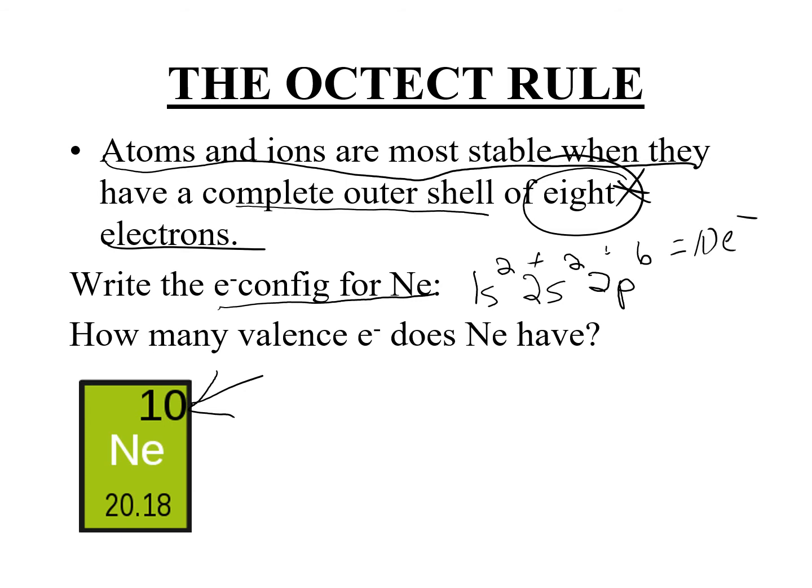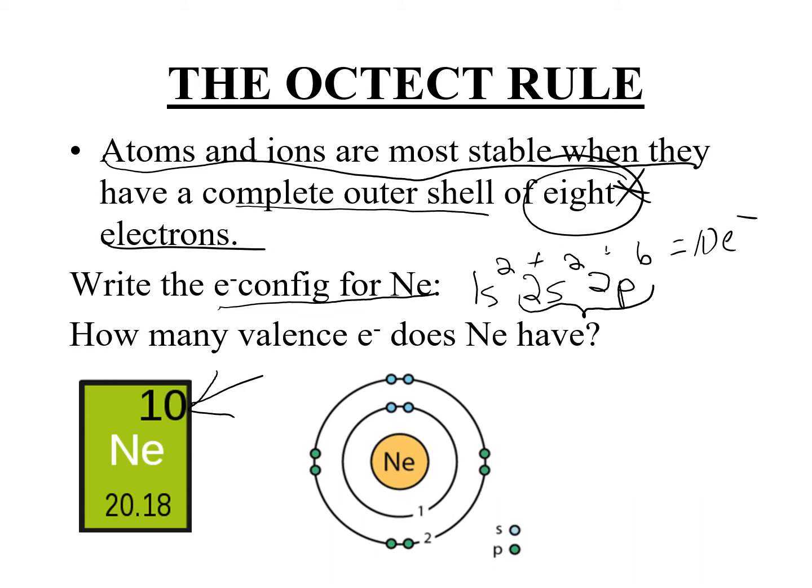So how many valence electrons does neon have? The valence electrons are the ones in the outermost shell. The outermost shell is the one with the highest number. So we have in our outermost shell 2 here. We have a total of 2 plus 6 to give me 8 valence electrons.